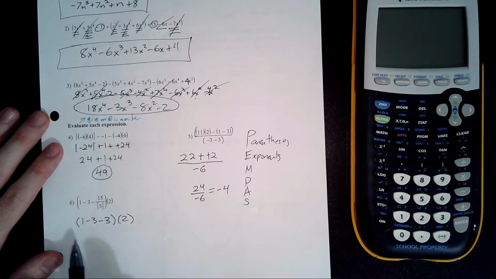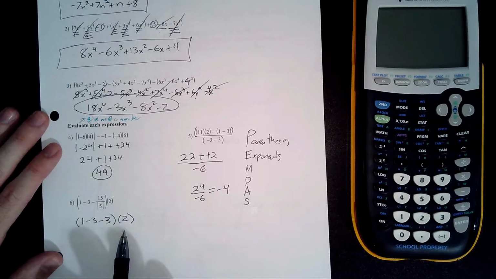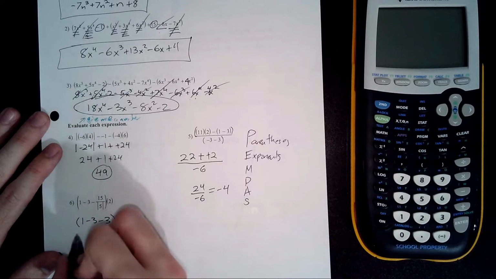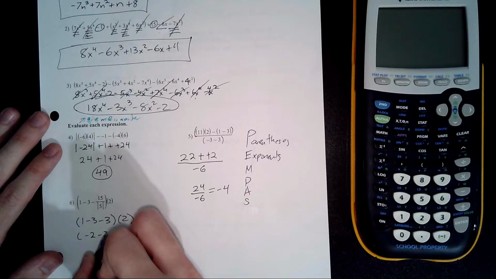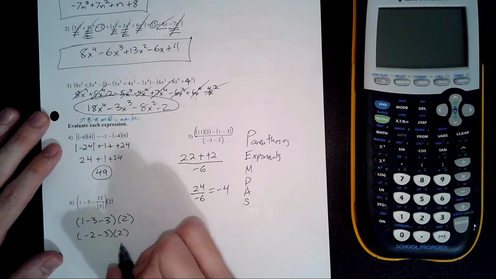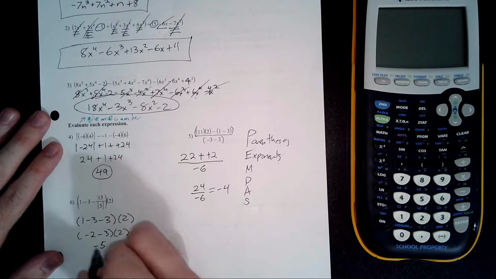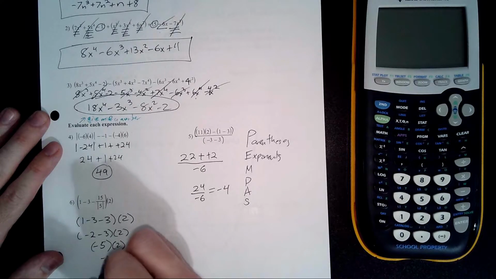Now this one right here, so many students mess this up because they want to do 3 minus 3 first because that's 0. But it doesn't work that way. You have to work from left to right. So we have to do 1 minus 3 first to get negative 2 minus 3. And then we can subtract again. So negative 2 minus 3 is negative 5 times 2, and we get negative 10.